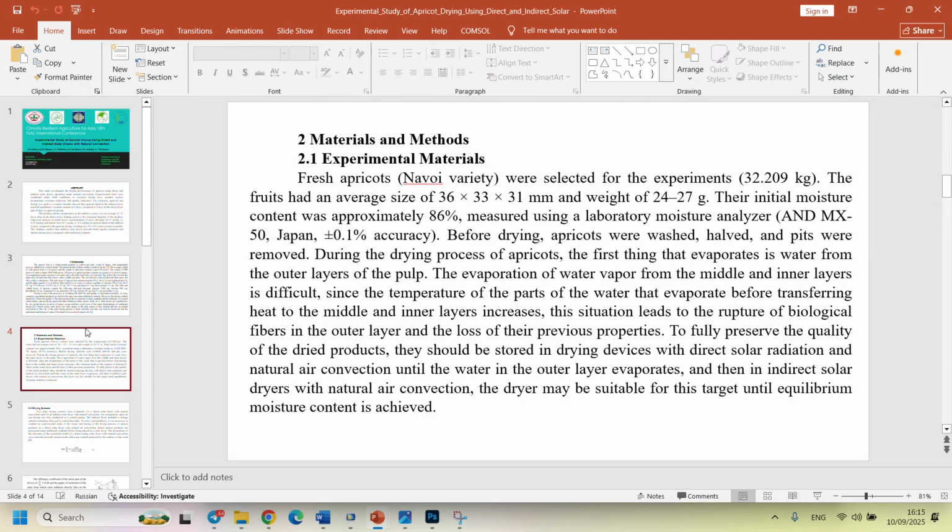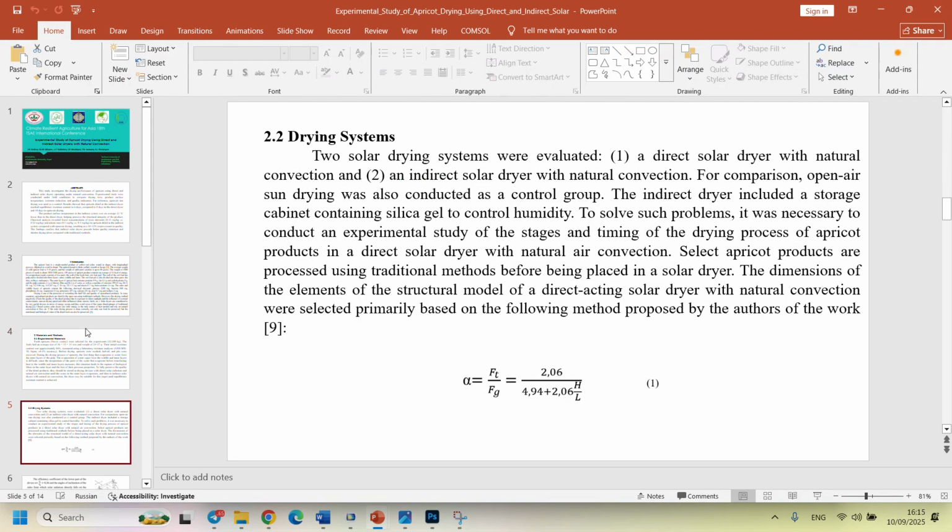To fully preserve the quality of the dried products, they should be placed in the drying device with direct solar radiation and natural air convection until the water in the outer layer evaporates, and then in indirect solar dry with natural air convection. The dryer may be suitable for this target until equilibrium moisture content is achieved. Drying system. In this study, two drying systems were evaluated: a direct solar dry with natural convection, and indirect solar dry with natural convection. For comparison, an open air sun dryer was also conducted as a control group.